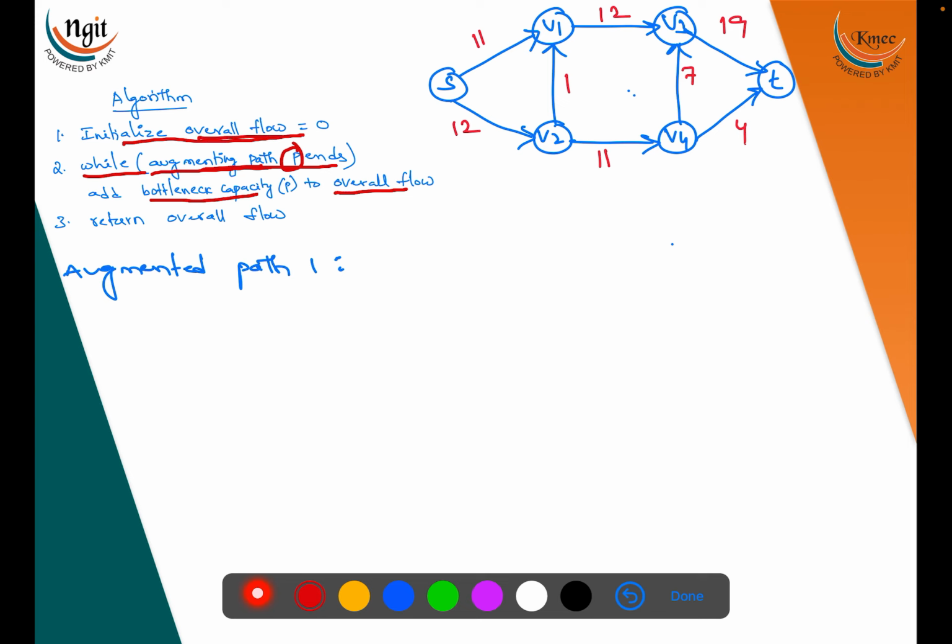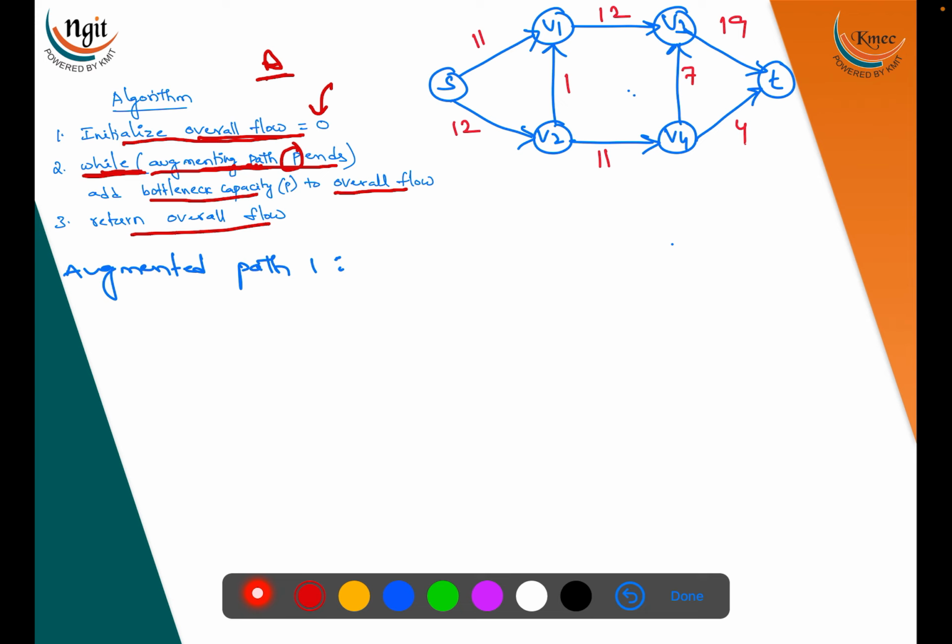If you find any augmenting path, you calculate the bottleneck capacity. Let's say it is A. This A gets added to the 0. You have to repeat this until the condition fails, that is, when augmenting paths no longer exist in the graph. When no more are generated, you return the overall flow you have gained out of these bottleneck capacities. So this is the algorithm. Now we'll trace this algorithm with an example.